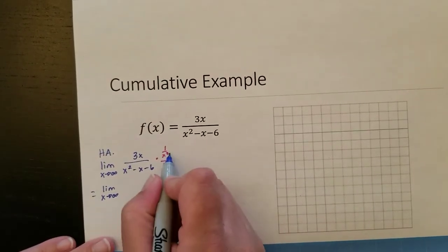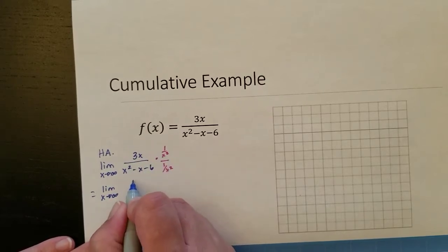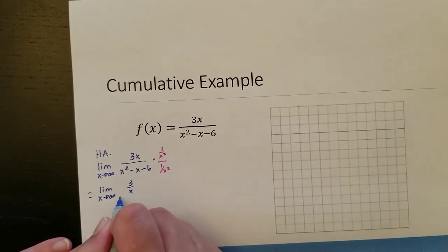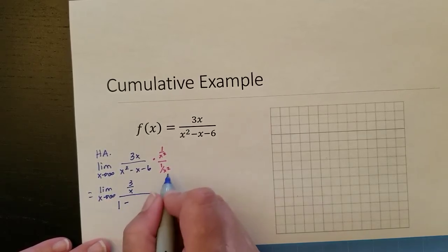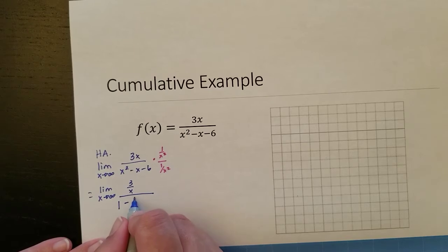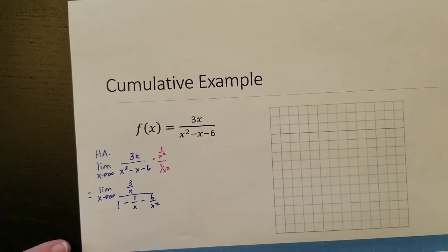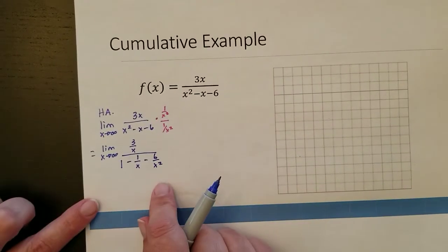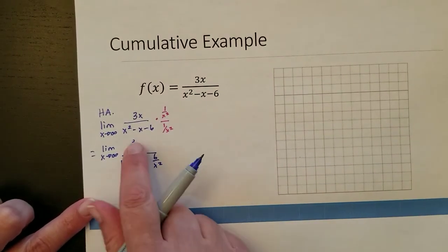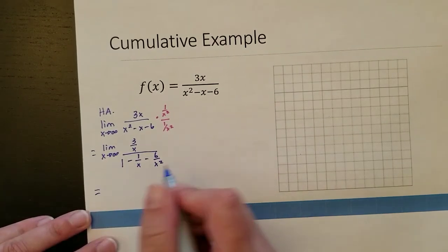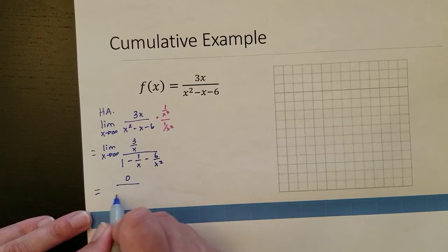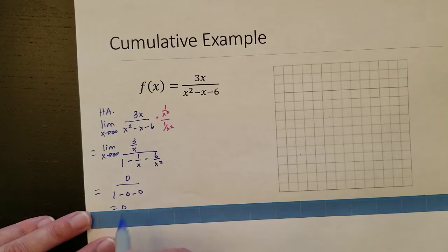So here, if I multiply 3x by 1 over x squared, the x's will cancel. I'll get 3 over x. Multiplying x squared, I get 1. Multiplying the negative x, I get minus 1 over x, and then minus 6 over x squared. So each of these, except for this very first one, will tend towards 0 as x goes towards infinity. So I can evaluate this limit by saying 0 over 1 minus 0 minus 0, which of course equals 0.